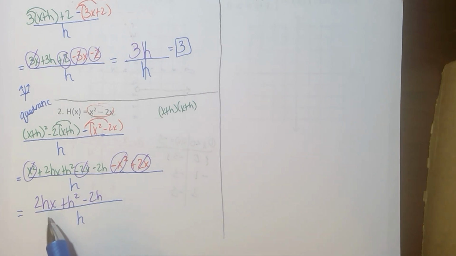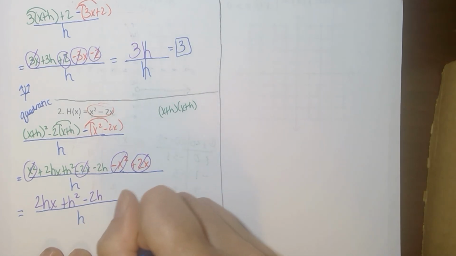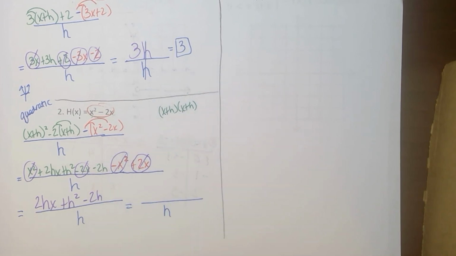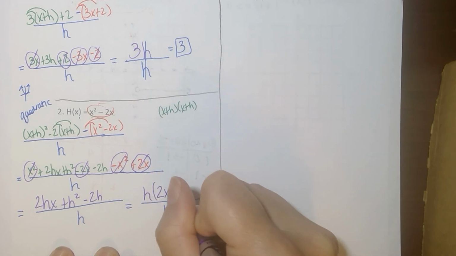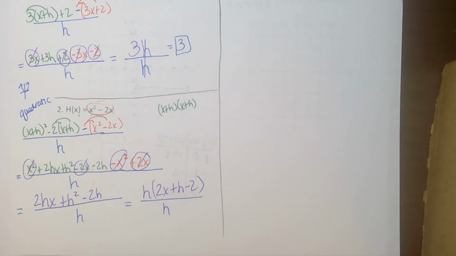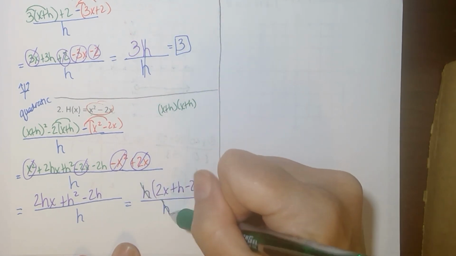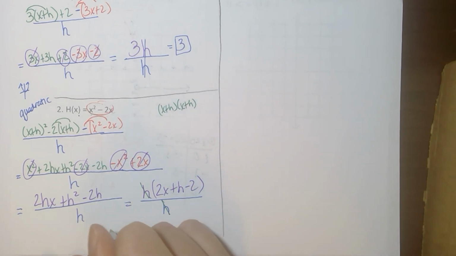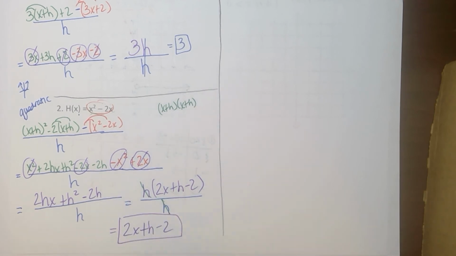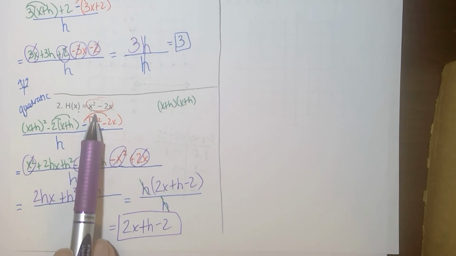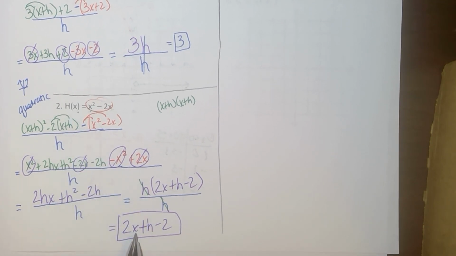Well, I see that in my numerator each term has an h. So I'm going to factor that common factor, that h, out of my numerator. That would leave me with 2x plus h minus 2. And then because h over h is 1, my result for this difference quotient is 2x plus h minus 2. This gives me my average rate of change on this parabola for this function, starting at any given x and moving over h units.